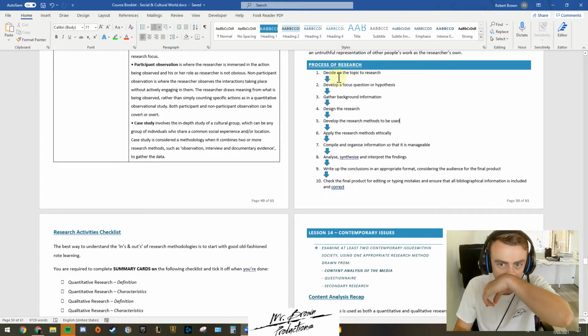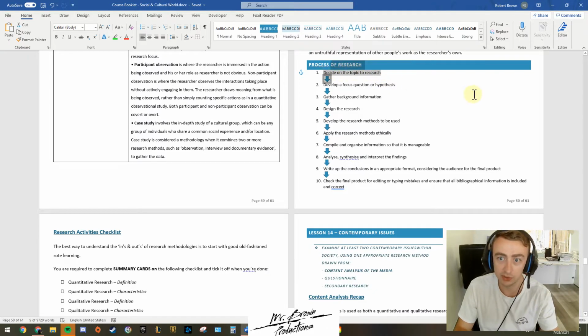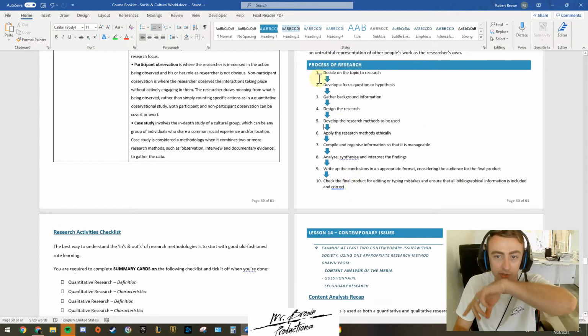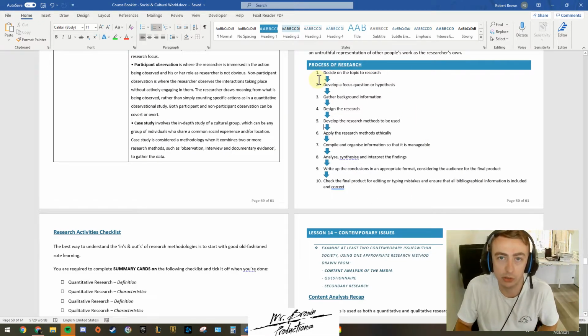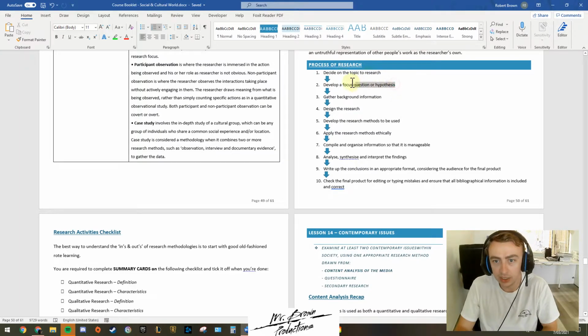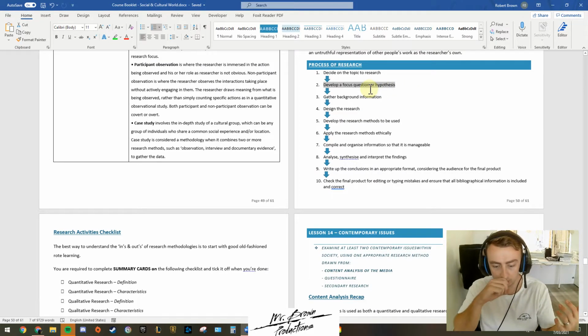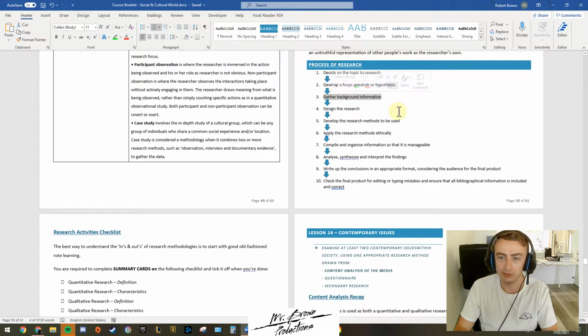So a lot of it you could think is common sense, and that's what I mean. The first thing you do in the process of research is you pick your topic to research on. Pretty straightforward. The second thing you want to do, and this is really important because you are going to be using this process when you do your assignment, is develop a focus question or a hypothesis. So you basically want to come up with a question that you want to answer as a part of your research.